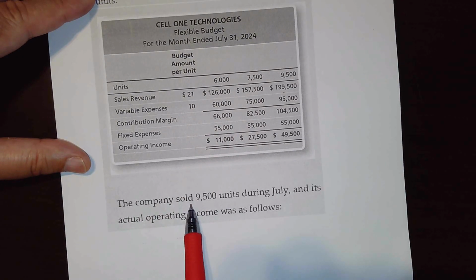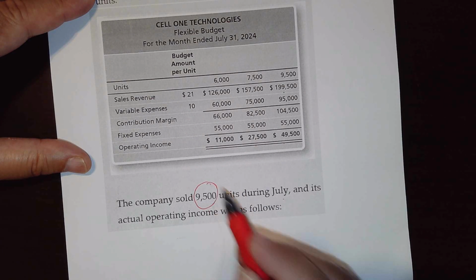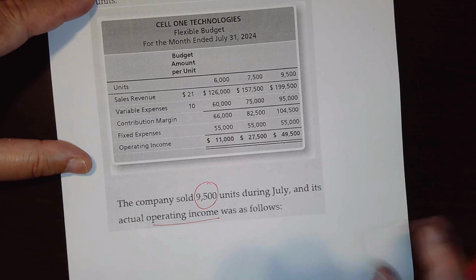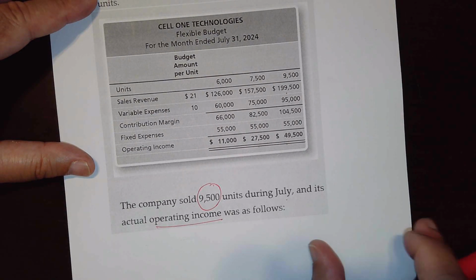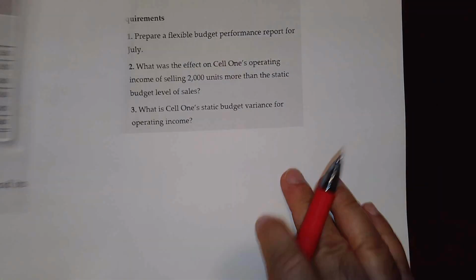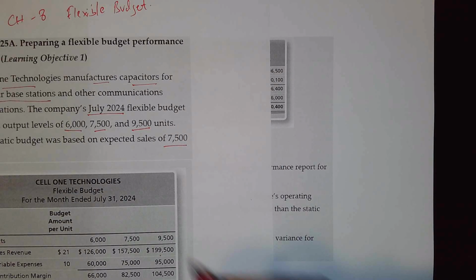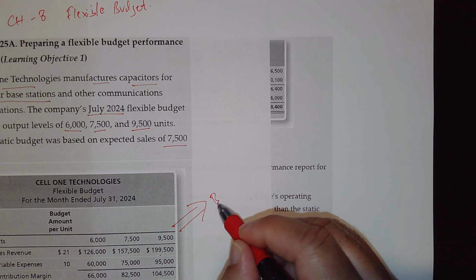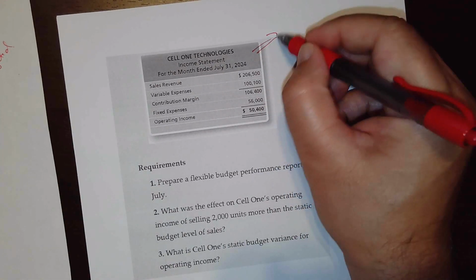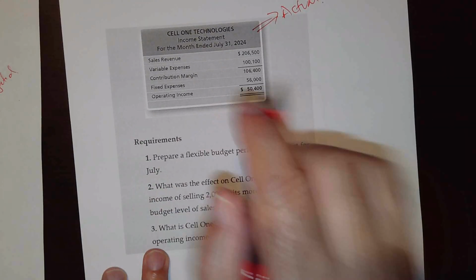The company sold 9,500 units during July, and its actual operating income was as follows. So we did sell the highest, and this is the operating income they have provided us, and I'm going to share with you in a moment. So these are budgeted numbers, and these are actual numbers. So in actuality, what happened?